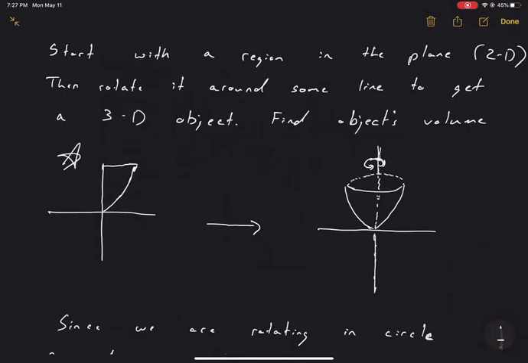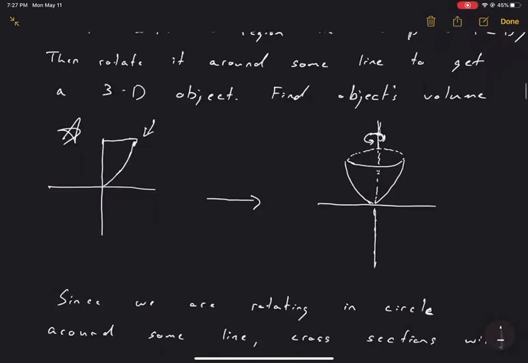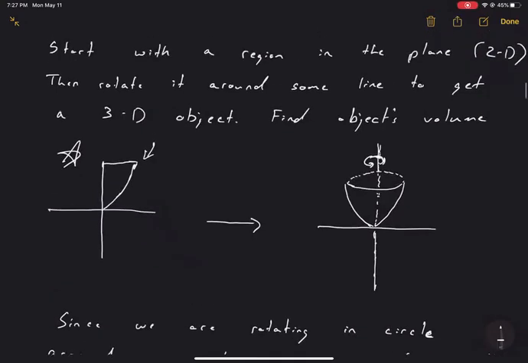That would give us a 3D object, right? So picture taking this region and rotating it around the y-axis. It goes down into the screen and around and back and through, and we end up with this 3D object that's kind of like a vase or an ice cream cone. You know, it's however you want to describe it. We rotate around the y-axis and we get this 3D object. So that's what we mean by solids of revolution.